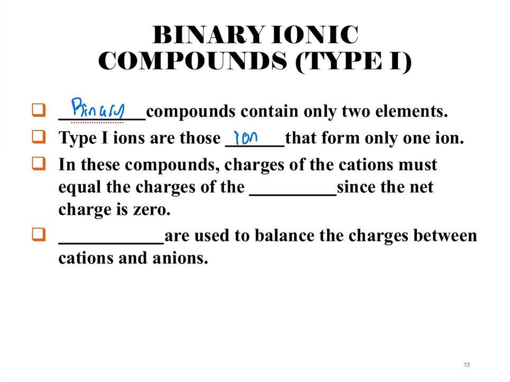And so in these compounds, the charges of the cations must equal the charges of the anions. The net charge has to be equal to 0, right? Ultimately, everything's trying to reach that neutral state. Neutral state means that everyone has their octet satisfied. They have a noble gas type configuration. And the subscripts, again, are going to be used to balance the charges between cations and anions.